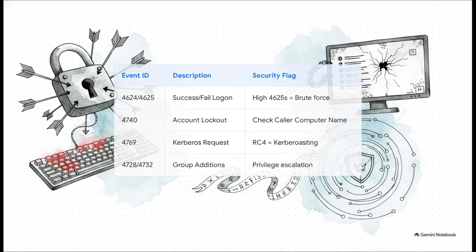Also look out for 4740s. These pinpoint account lockouts. You can actually look at the caller computer name on that event to see exactly which device is repeatedly failing its authentication.